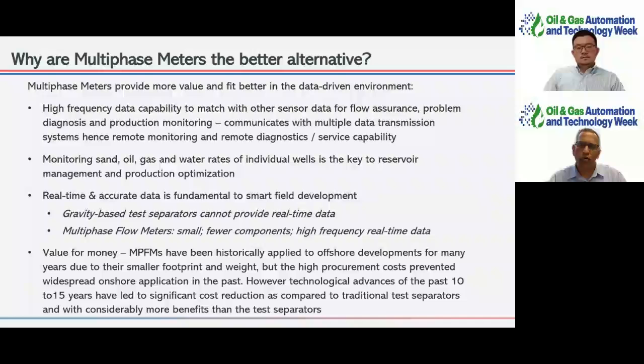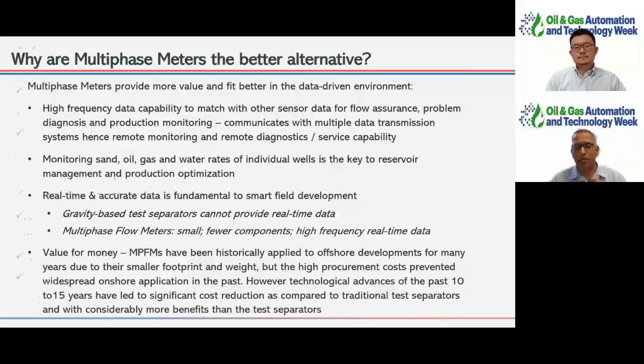So when you look at it, ultimately the bottom line comes to, do I really get value for money out of these new systems? Earlier, especially in North America, the multiphase meter was considered to be something that you use offshore and subsea because of the high cost of procurement. But with the advances in technology, it's across the board. It's not just one vendor, but most vendors today can give you a solution that's very competitive in terms of how it compares with your legacy and traditional systems.